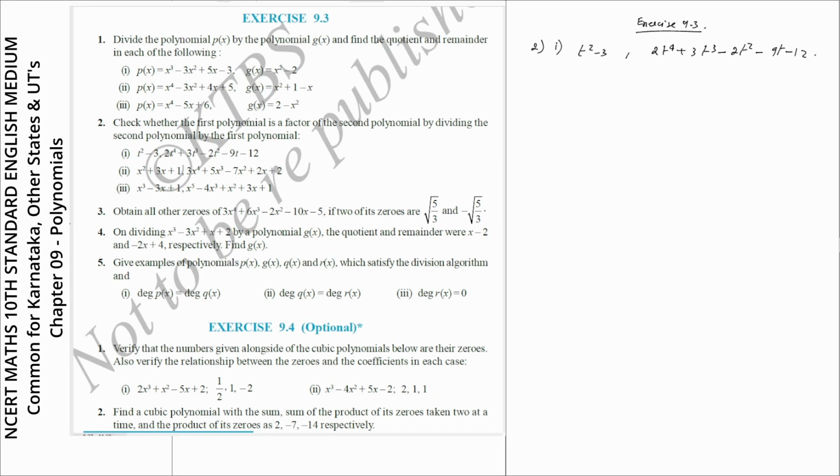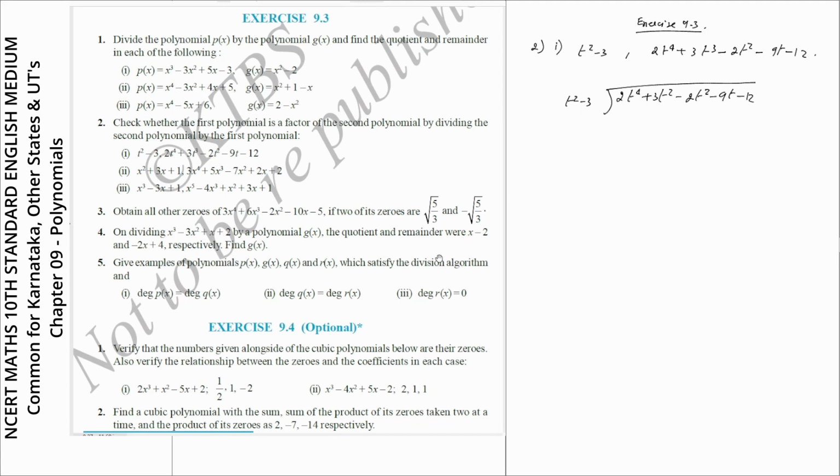Exercise 9.3, question number 2. Check whether the first polynomial is a factor of the second polynomial by dividing the second polynomial by the first polynomial. So if it is a factor, it is perfectly divisible. Okay, 2t to the power of 4 plus 3t cube minus 2t square minus 9t minus 12. I should divide by t square and check. If it is divisible, then the remainder I'll get is 0. So let us check it.